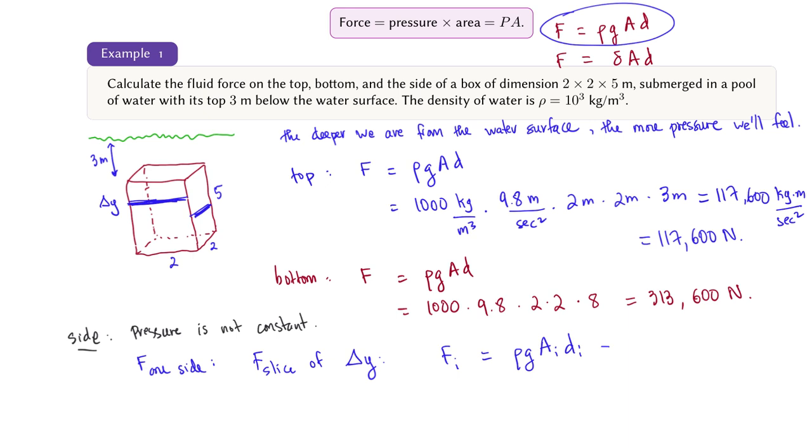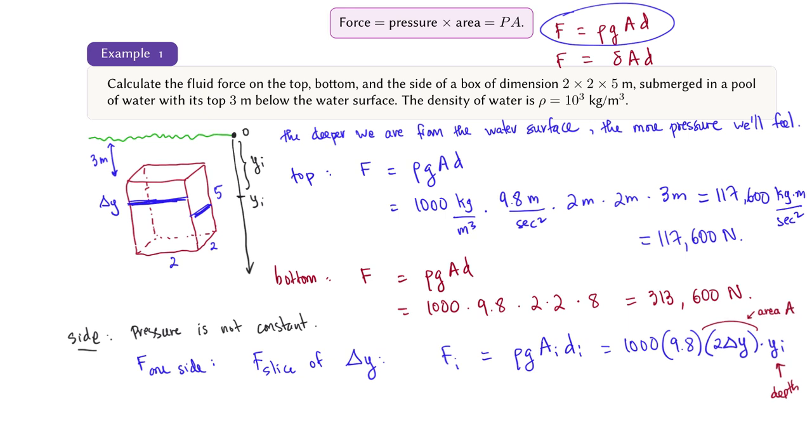The force on this slice is rho g A_i d_i. Rho is 1000, the gravity is 9.8, and the area of the slice is the length, which is 2, times the height delta y. For the depth of the slice, we position the coordinate axis so that the origin is at the water level. The distance from the water level to the slice is therefore y_i, and so y_i is the depth of the slice from the water surface. Thus the force on the slice is 1000 times 9.8 times the area 2 delta y, and the depth is y_i.